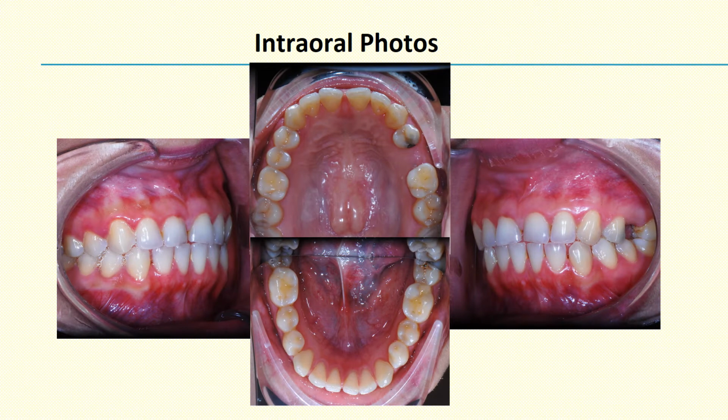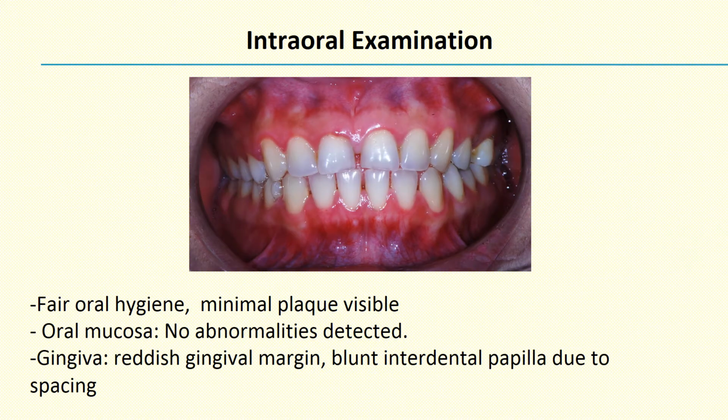So these are the intraoral photos. For intraoral examination, the patient has fair oral hygiene and minimal plaque could be visualized. For oral mucosa, there are no abnormalities detected. While for gingiva, it could be seen that there is reddish gingival margin and the interdental papilla is blunt due to spacing.